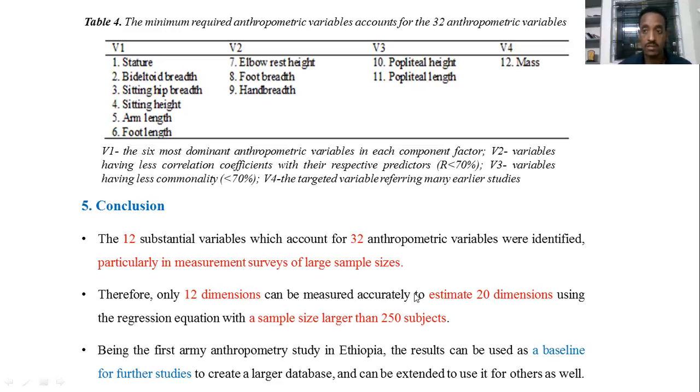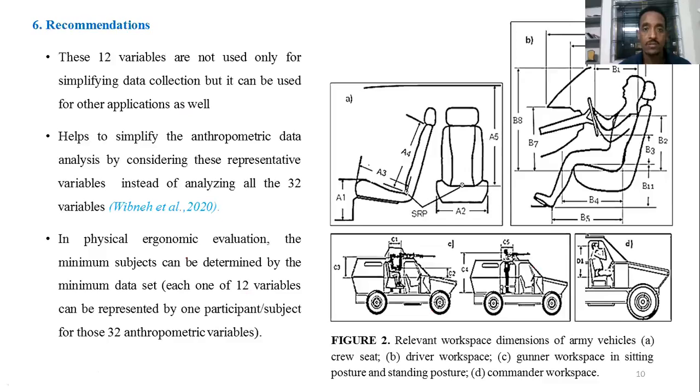This application can be used also for other populations, not only for the Ethiopian Army. In the recommendation, I need your attention here. It's very important for researchers and real application also. These 12 variables are used not only for simplifying data collection, but also for anthropometric data analysis, because closely related variables have similar characteristics. Instead of analyzing the whole variables, which is time taking, tedious and difficult, and makes reporting difficult too, instead of taking all 32 variables for data analysis, 12 may be enough.